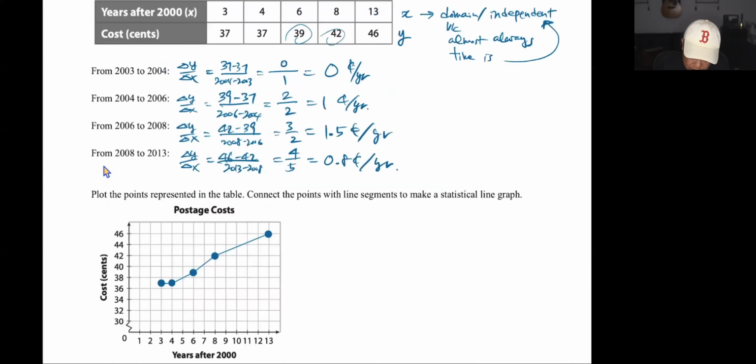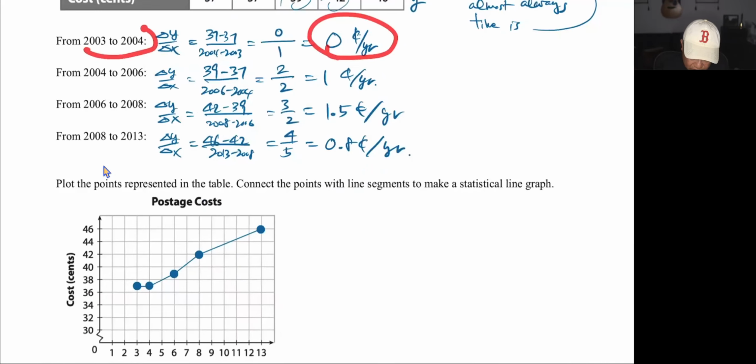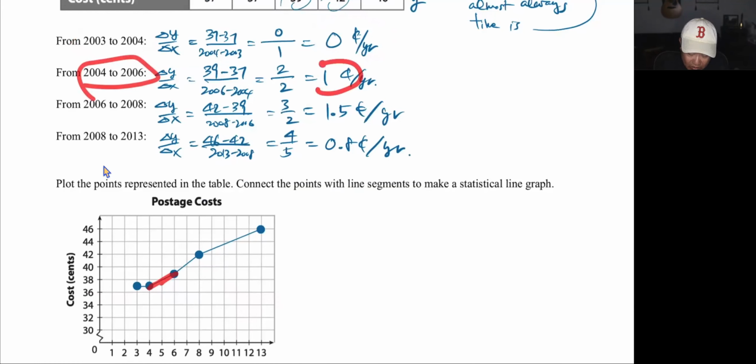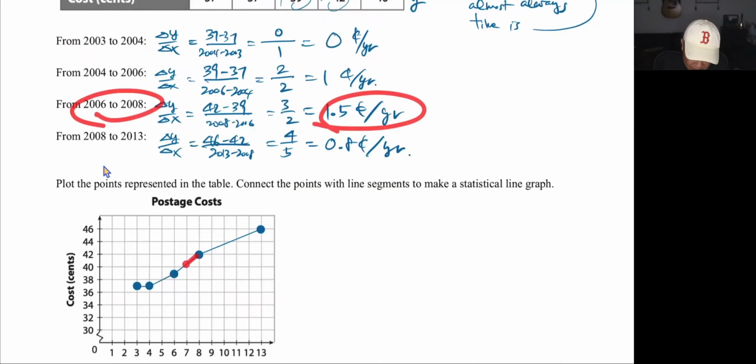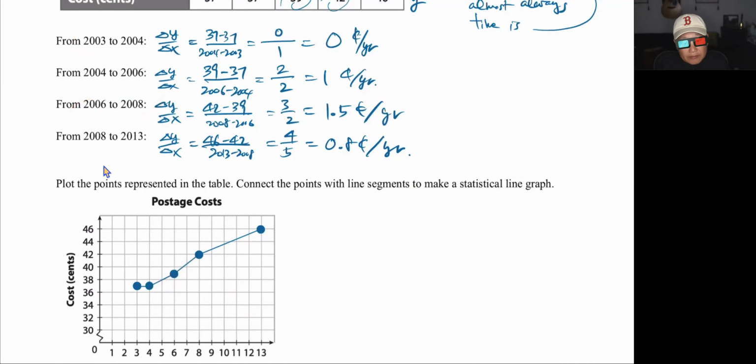The slope that we found over here from 2003 to 2004, it does not increase. It increased 0 cents per year. And from 2004 to 2006, which is here, that indicates that 1 cent has increased. 2006 to 2008 is 1.5. Notice that it's a little steeper over here than compared to this. So it was rising faster, right? The cost of postage. Sorry, I didn't read the question. It's a postage stamp, right? So for 2 years in a row, it was rising at 1.5 cents per year. And then for the next 5 years, it's 0.8.